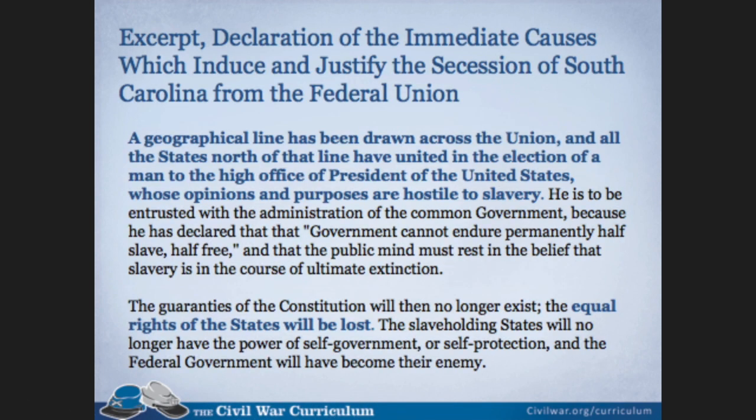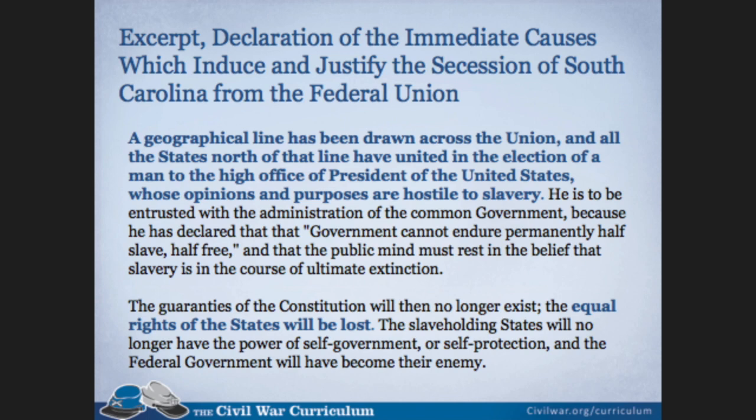This is a part of a document that was written to make the official split of South Carolina from the rest of the country. It says, "A geographical line has been drawn across the Union, and all the states to the north of that line have united in the election of a man to the high office of President of the United States whose opinions and purposes are hostile to slavery. He is to be entrusted with the administration of the common government because he has declared that the government cannot endure permanently half slave, half free." Remember, that was a quote from his famous Lincoln-Douglas debates.